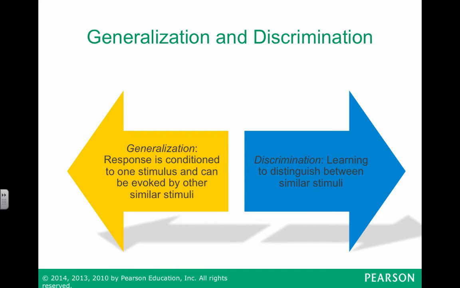Generalization and discrimination. This again is talking about conditioned stimuli and responses. In generalization, the response is conditioned to one stimulus, but we could evoke that response by presenting another similar stimulus. However, in discrimination, the subject is able to learn to distinguish between similar stimuli. So they discriminate and do not respond to a similar stimulus as they do to the one that they were conditioned with.